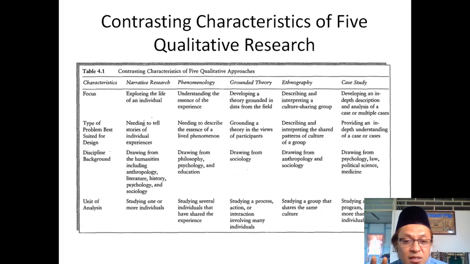As for phenomenology, it originates from philosophy, psychology, and education. Grounded theory, mainly from sociology. Ethnography, anthropology and sociology. And case study is drawn from psychology, law, political science, and medicine.